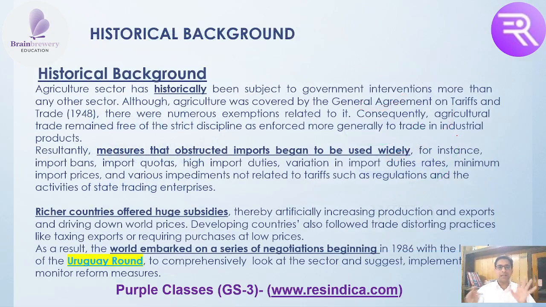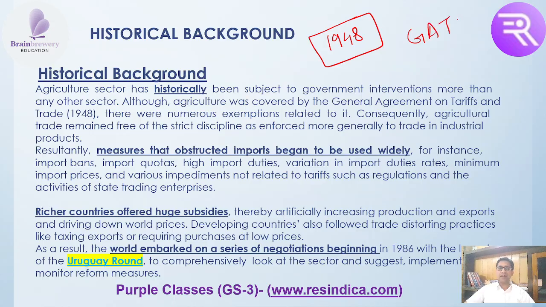Okay, historically we know that agriculture has been subject to regulation by the government, right? In 1948, after the World War and when India got independent, the General Agreement on Tariffs and Trade came into being. Okay, so they were releasing the rules on how agriculture trade should happen, what strict discipline we have to maintain, how we have to provide subsidies and everything.